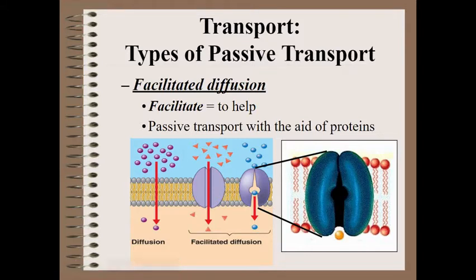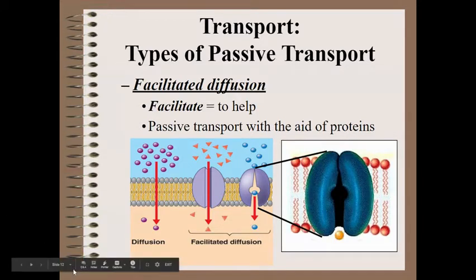The third type of passive transport is facilitated diffusion. And the term facilitate means to help. So facilitated diffusion is passive transport with the aid or the help of a protein. This could happen because the particle that needs to move might be too large to pass through the phospholipid bilayer on its own. It might have a charge differential, but it's going to use some help.